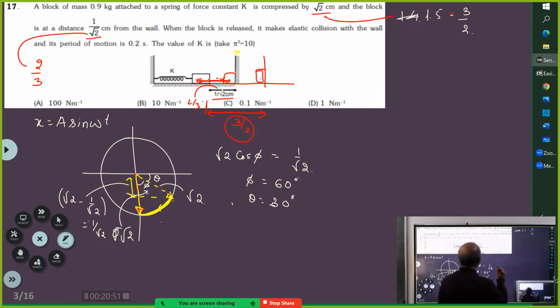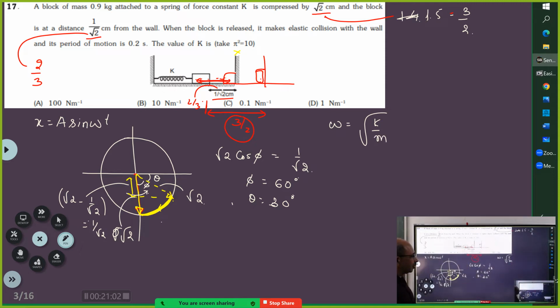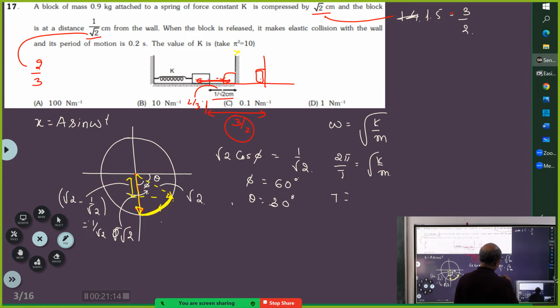And the frequency of oscillation, you would have written as root of k by m. Correct? And the period of oscillation, you would have written as 2 pi by T is equal to root of k by m, or T is equal to 2 pi into root of m by k. Correct?